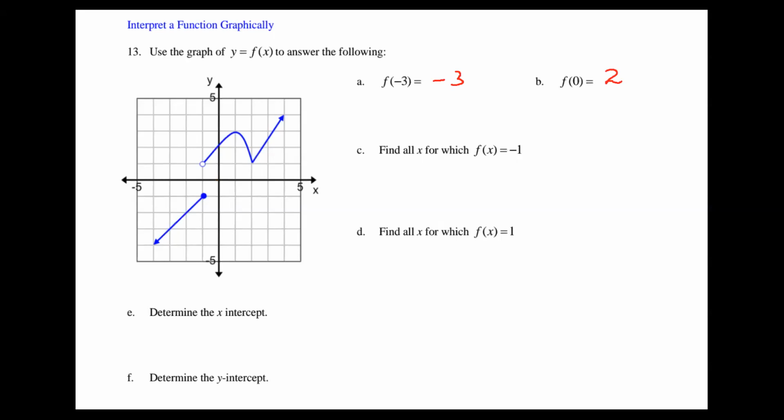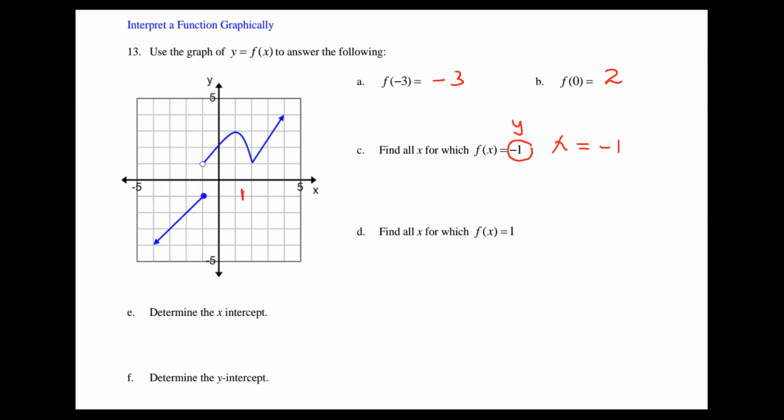Next, find all the x values for which f of x is -1. This value is nothing but y value. So we have to go to y equals -1. So this is y is -1. And where does it meet the graph? This is the point where x is -1. So we are finding the point where y is -1, and we are getting the x value. It's the opposite. So the x value is going to be -1.